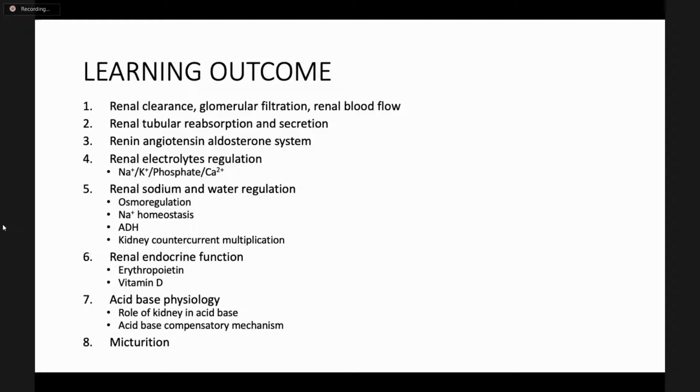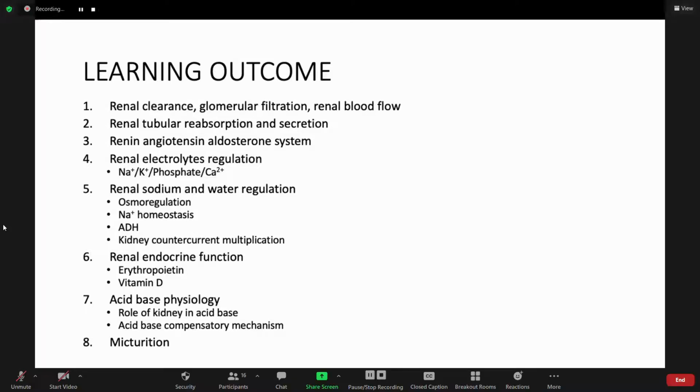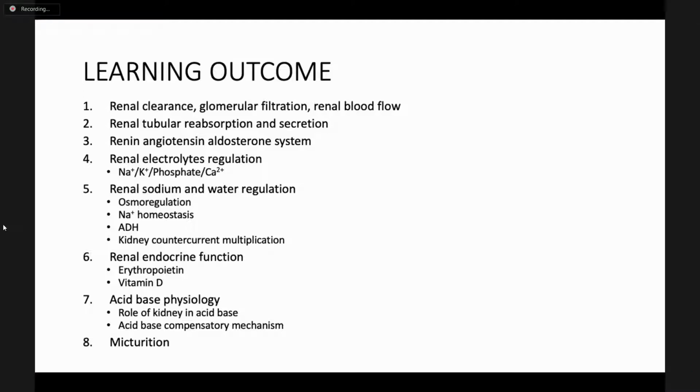Some of you, because this is subjective, yeah. But if you take it this way, these three, renal clearance, glomerular filtration, and renal blood flow, why do you need to know this? Because this is how you assess the renal function of the patient. That's why you've got to know the renal clearance, because depending on the substance that has been cleared by the kidney, it will tell you the GFR. You can estimate the plasma blood flow and also renal blood flow.